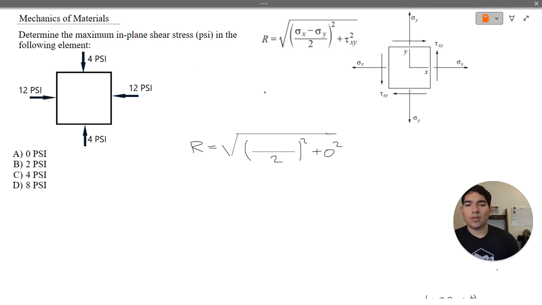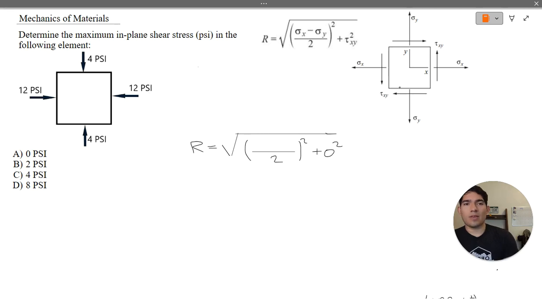So I went ahead and filled out some of the formula here. We have 0 applied shear stress on the element that we were given. So that's why I have a 0 here. And then once we take a look at our applied stresses, we see that the 12 psi is in compression in this case.